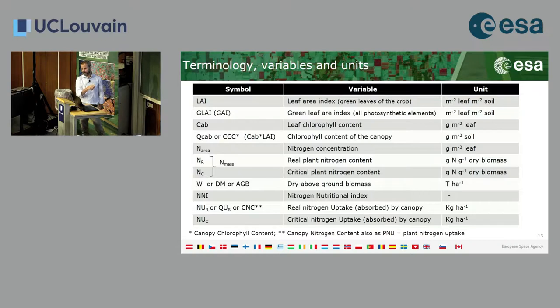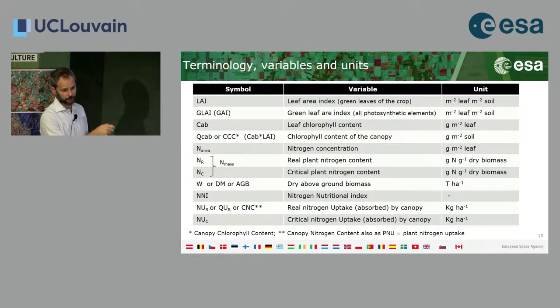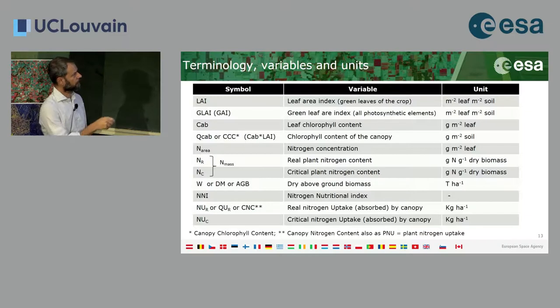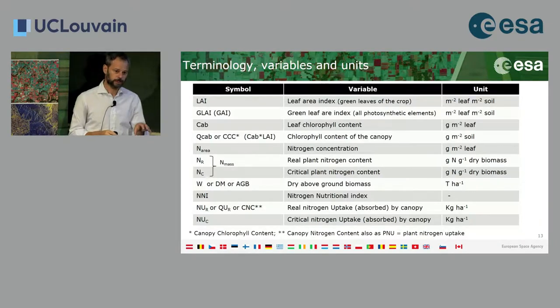Then in many publications, according also to the language of origin of the authors, we will see dry above-ground biomass expressed as W, this means weight, or DM, dry biomass, or AGB, that means above ground biomass. Okay. Then we arrive to the most important thing that will be the topic of the discussion, the NNI, the nitrogen nutritional index. This is what we concentrate on today, because also in the practical we will see this kind of indicator on real data, okay?